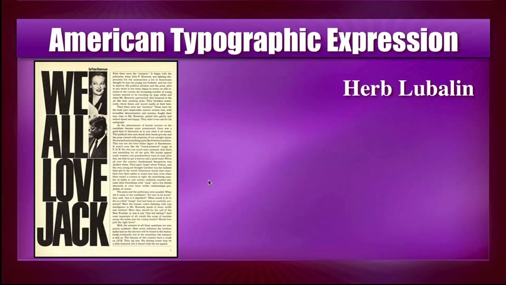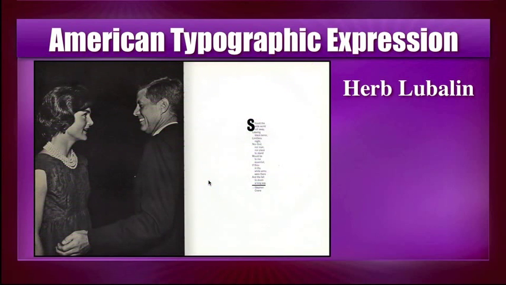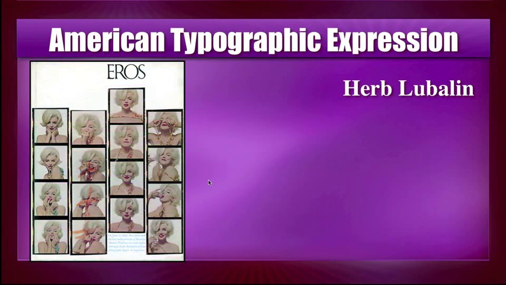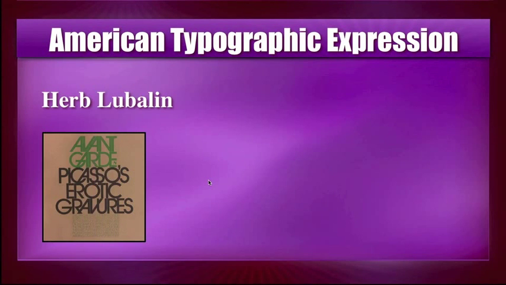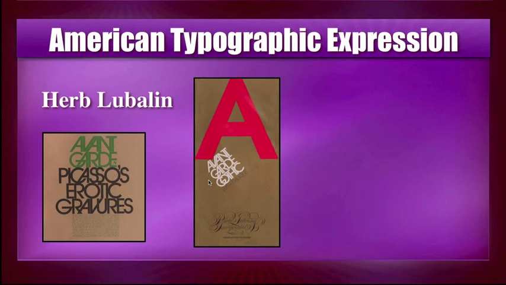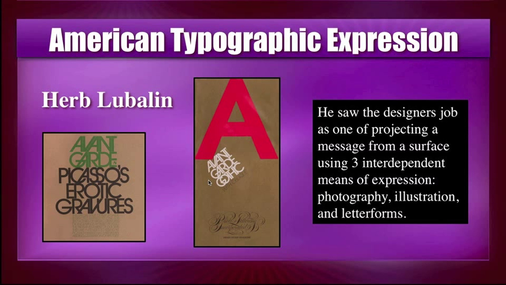Lubalin also made significant contributions to editorial design during the 1960s, as seen by these pages and spreads from Eros magazine. By 1970, he began to lean more toward typeface design, as illustrated by this logotype for Avant-Garde magazine. This logo's tightly integrated ligatures was developed into a family of geometric sans serif typefaces bearing the same name. He saw the designer's job as one of projecting a message from a surface using three interdependent means of expression: photography, illustration, and letter forms.